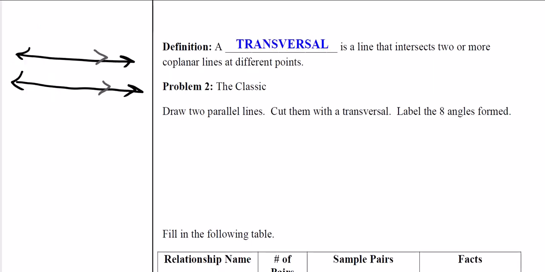If I have two parallel lines and I cut them with another line, and it intersects both of them at two different points, this line is called a transversal. We usually denote that with a lowercase t.